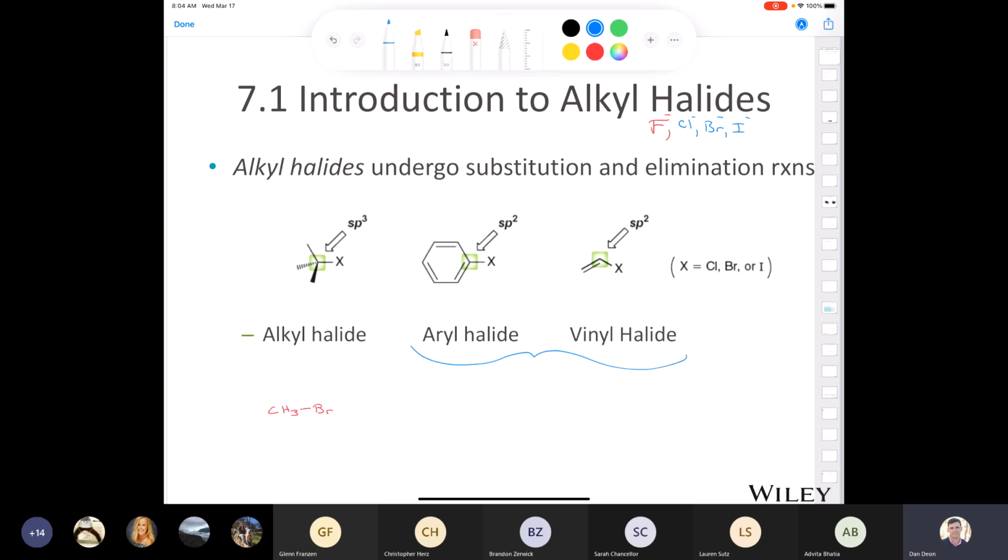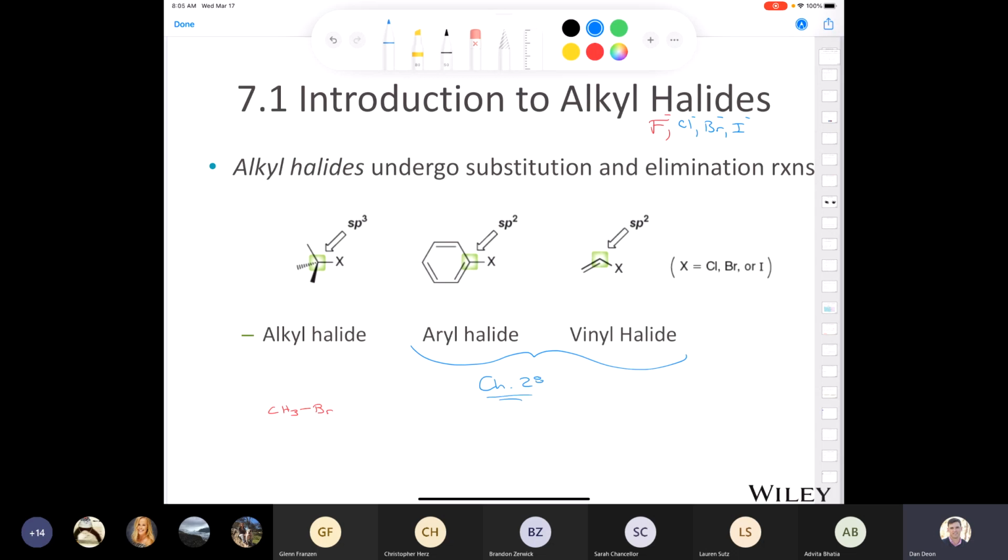Now, outside of alkyl halides, we can have aryl halides and vinyl halides. This is where we have a halogen attached to an sp2 hybridized carbon. These are not alkyl halides. These are aryl and vinyl halides, and these are not going to come up in chapter 7. They're not going to be the focus of our attention in this chapter. Substitution reactions involving aryl and vinyl halides are covered in chapter 28 of our textbook.